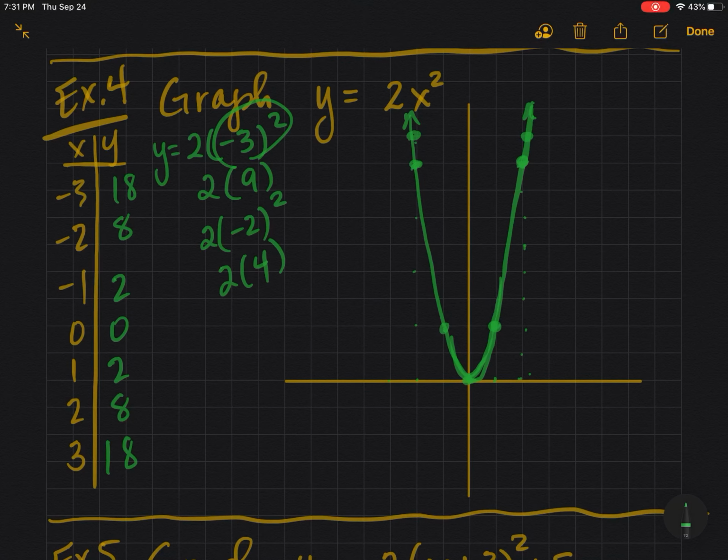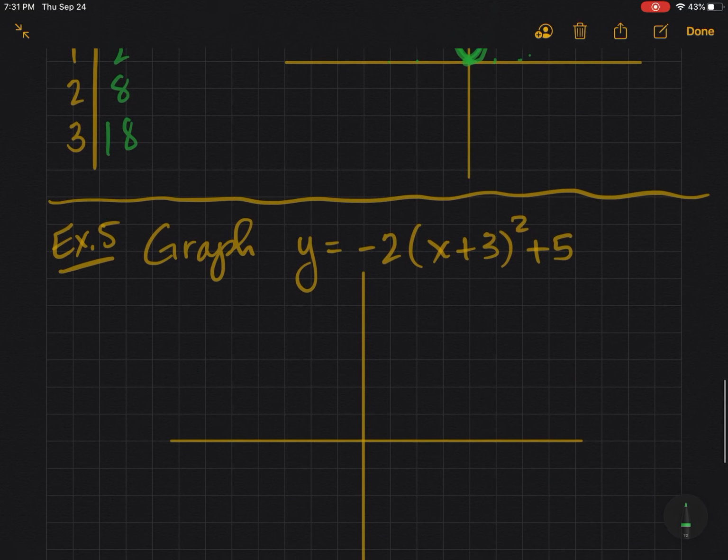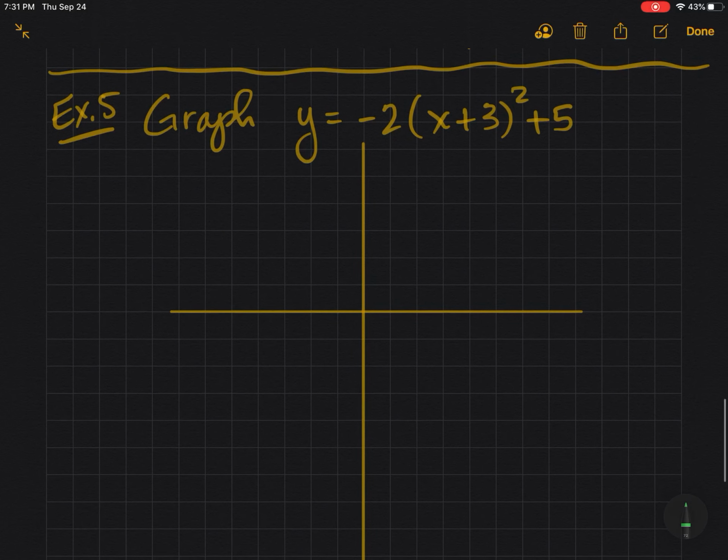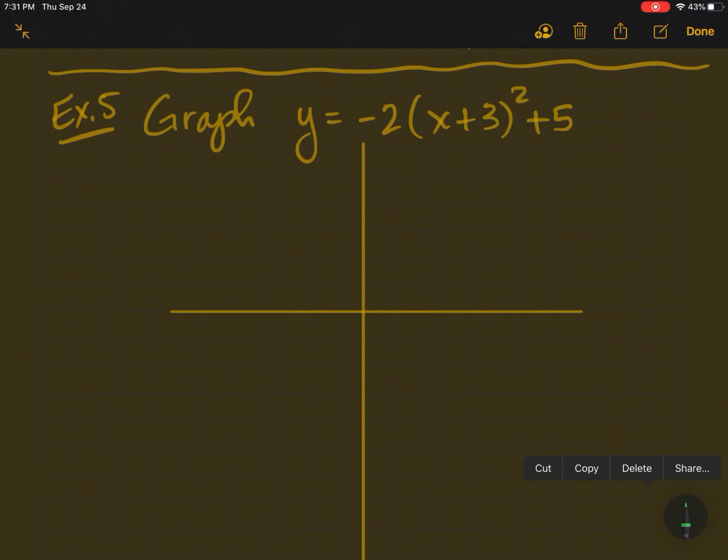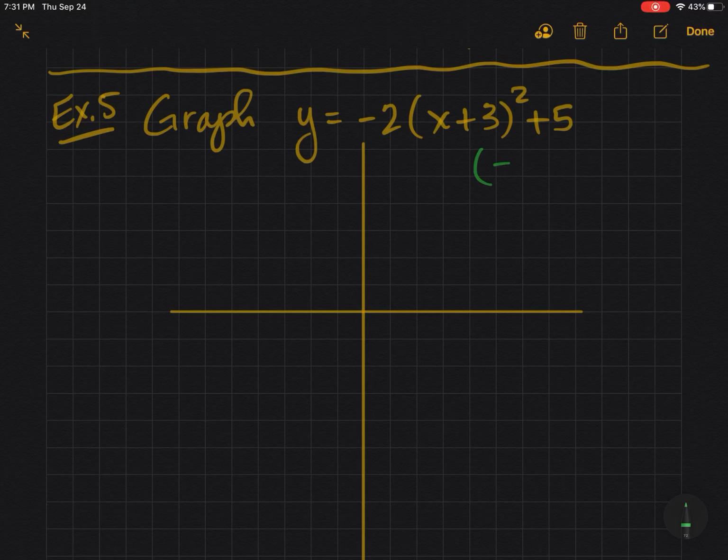Okay. So now, let's go on to the worst case scenario. We're going to graph y equals negative 2 times the quantity of x plus 3 squared plus 5. So, my vertex is negative 3, positive 5. Remember, we go opposite, same. So now I'm going to plot that point, negative 3, positive 5. And I'm going to show you the shortcut. Without making a table, we're going to graph this.